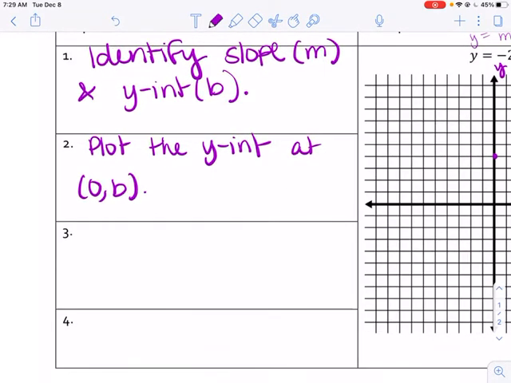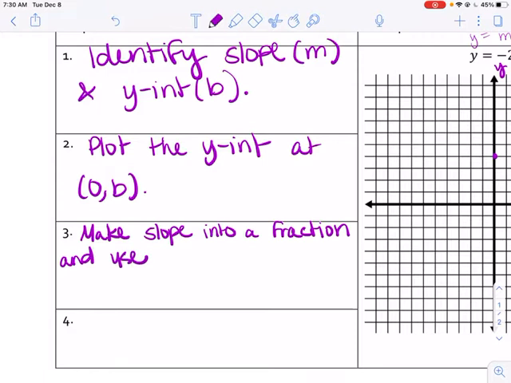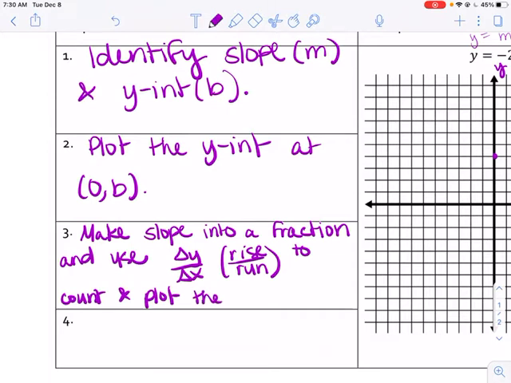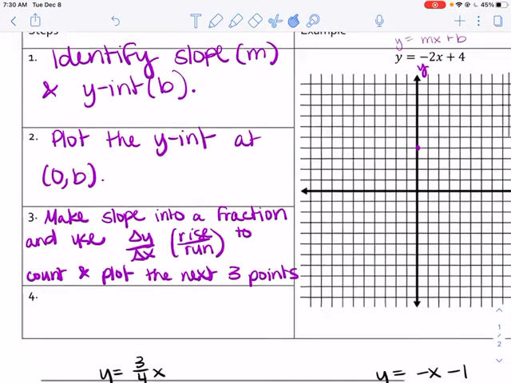You're going to make your slope into a fraction, if it's not already, and use the fraction that slope is, which is change in y over change in x, or you can also think of it as rise over run, to count and plot the next 3 points. So you should have 4 points in total. Okay, let's go ahead and show you how to do that.